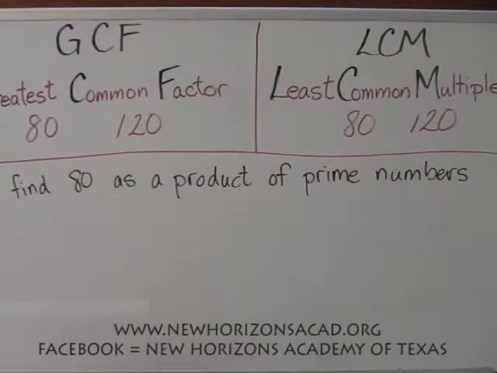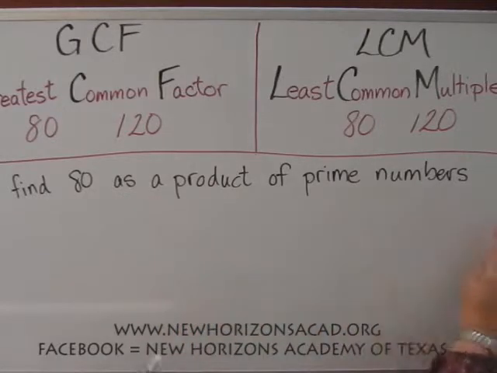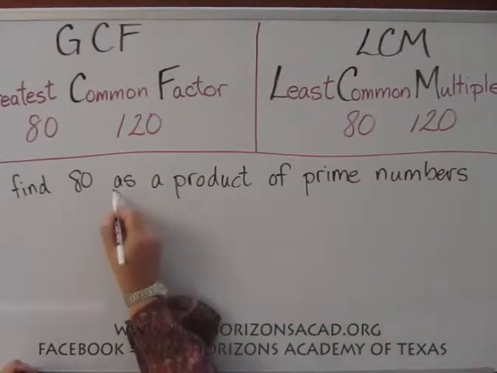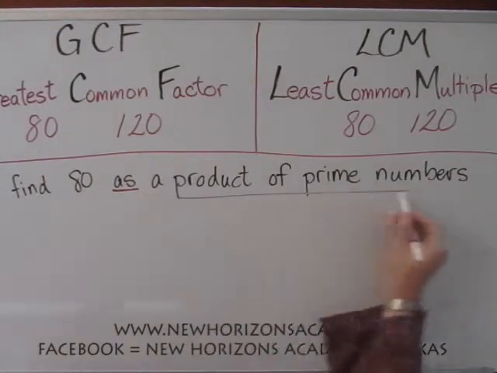The last part of this video is one of the tools that you will use to find both the greatest common factor and the least common multiple: being able to take a number and write it as a product of prime numbers. So I'm going to go over what that means. I could write 80 as words. I could write 80 as digits. I could write 80 in binary, but I want to write it as a product of prime numbers.